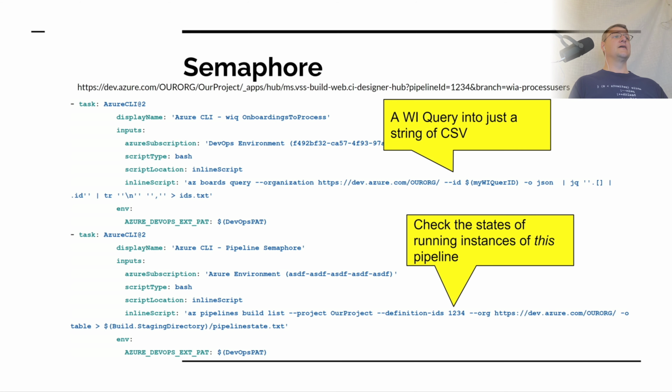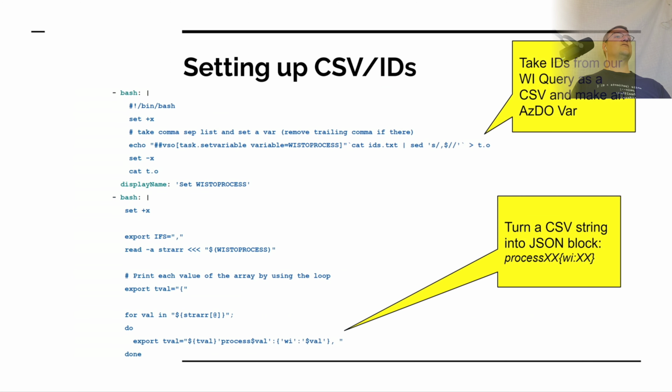And the next step here is I go ahead and ask for my pipeline. So if you see there in the URL at the top, the pipeline has an ID of 1, 2, 3, 4. So in this step, I'm going to ask what are all the running instances of pipeline 1, 2, 3, 4, and I'm going to store that in a text file. Next, I'm going to turn that into an environment variable.